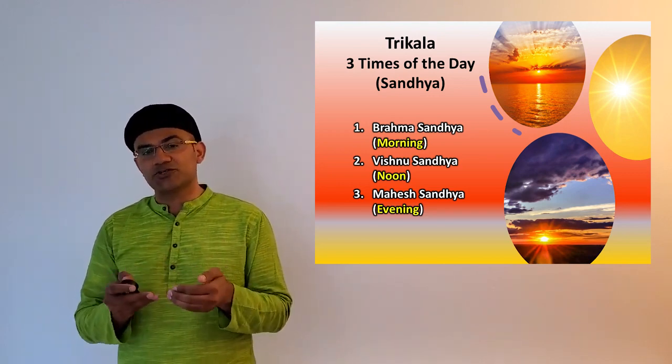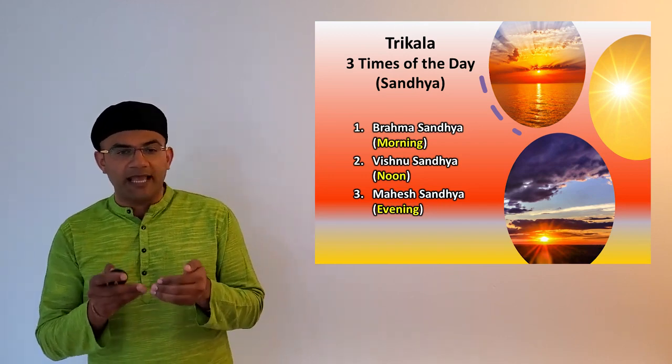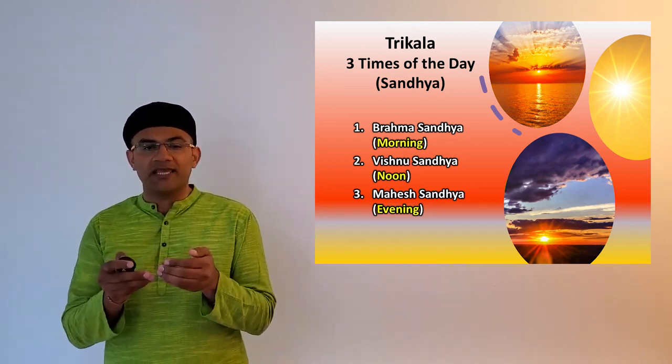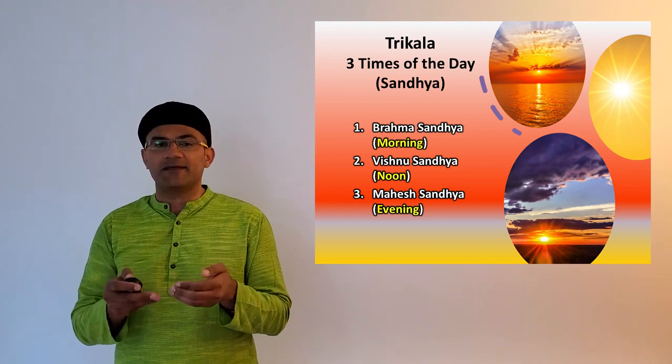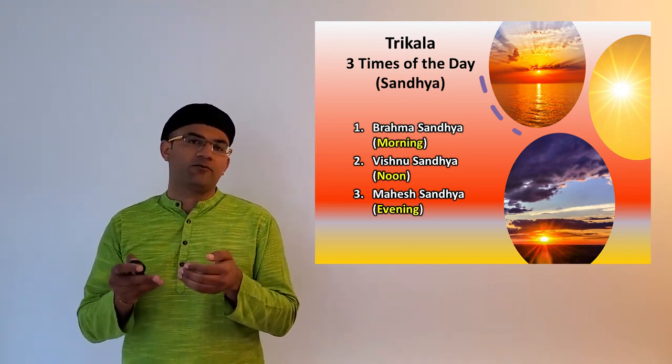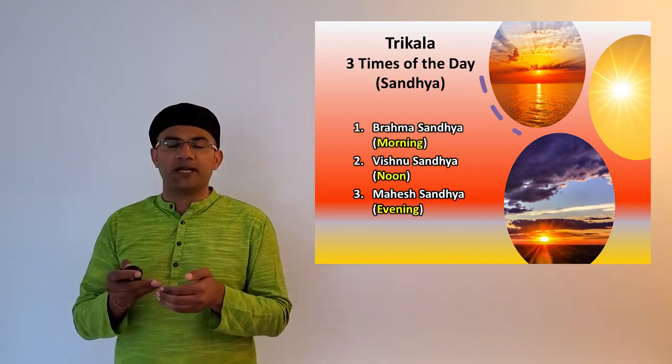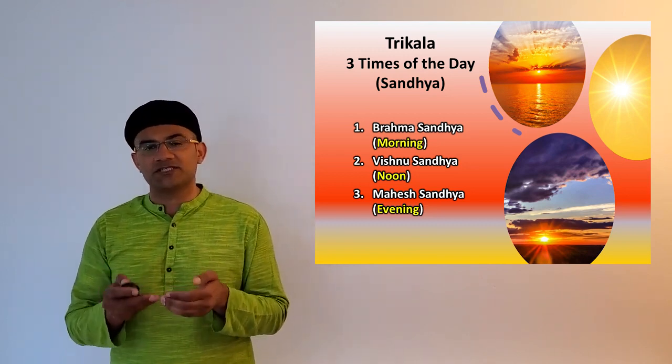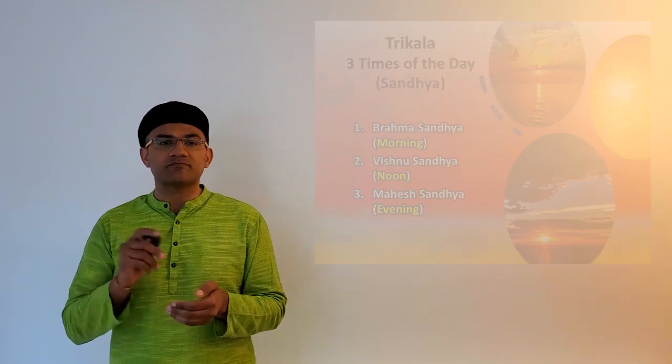And the second was Vishnu Muhurta, which is the noon time frame. And then the last one is the Mahesh, which is the Sandhya time. So morning, noon, and evening, 3 times. If you want to look at how many times one should pray, these are the 3 auspicious times in Hinduism.